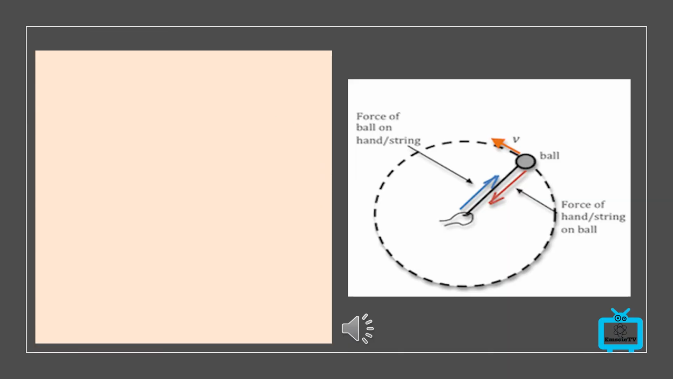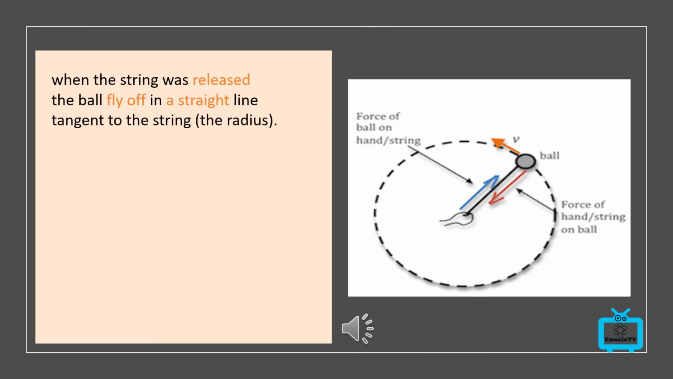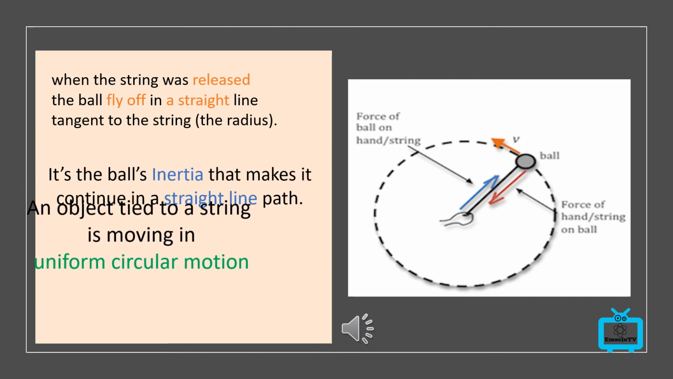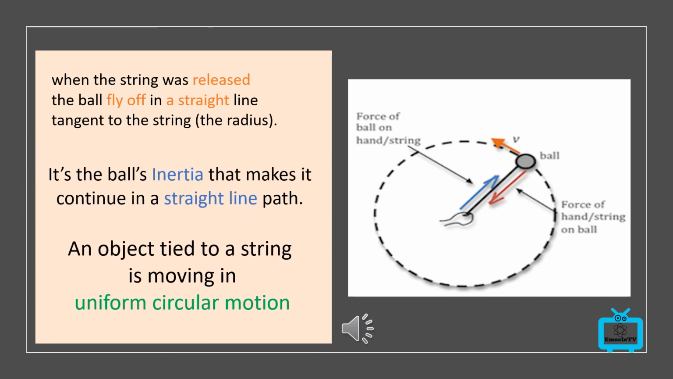Based on your activity, when the string was released, the ball flew off in a straight line tangent to the string or its radius. It's the ball's inertia that makes it continue in a straight line path.